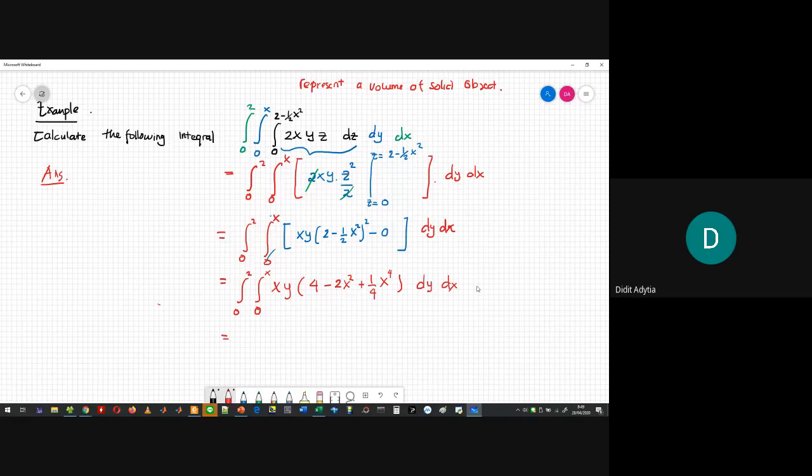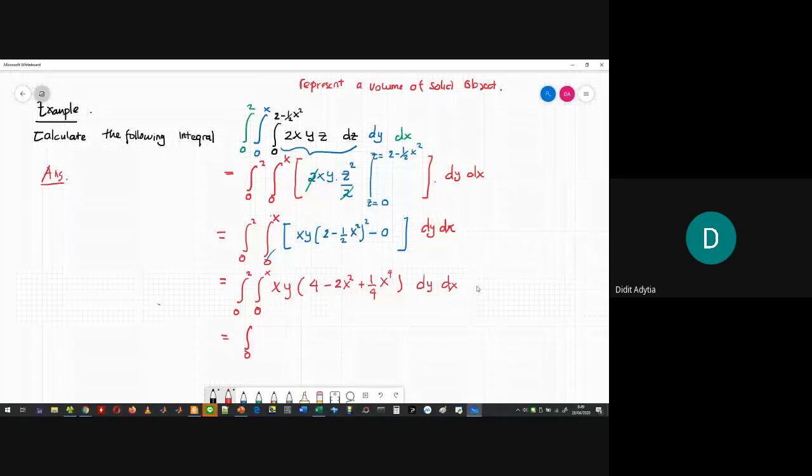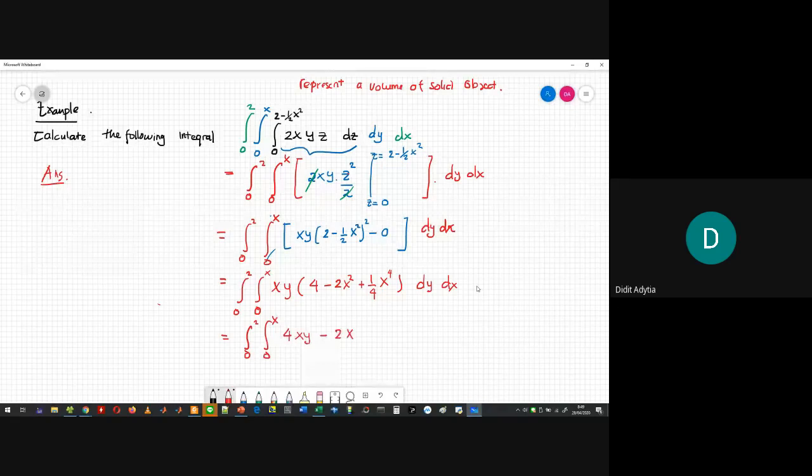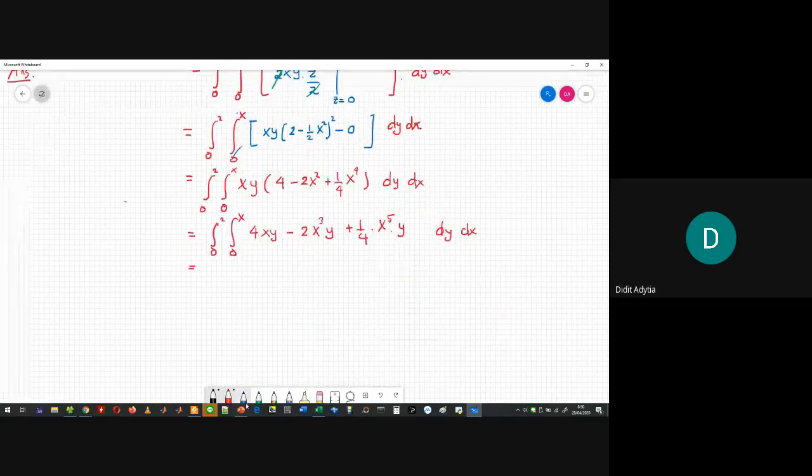Mau disamakan boleh. Oke, ini saya tulis lagi biar mudah, nggak bingung. And then this one is 4xy minus 2x to the power of 3 y plus 1/4 of x to the power of 5 y. Okay, so this one is the same. And then now we calculate it. We calculate first this blue part, exactly the same.